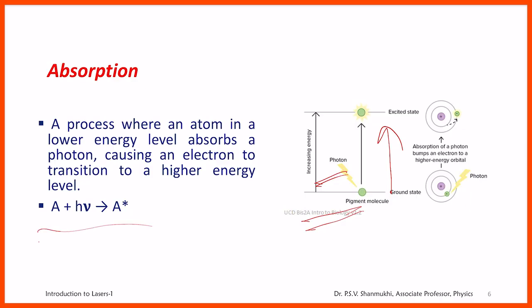In the form of an equation, we write: atom A plus h nu gives rise to A star. Photon energy h nu is incident on the atom A, and the atom goes to the excited state, meaning the electron in the atom goes to the excited state. So this atom is taken as A star. The atom is in the excited state.